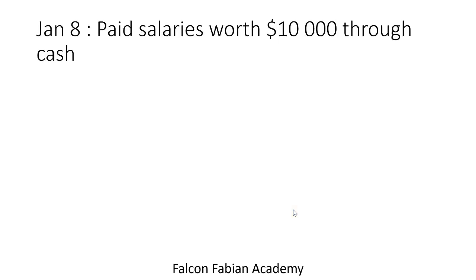Let's quickly do one more entry. So the date is January 8th. Paid salaries worth 10,000 through cash. So here the first account is salaries because what is being paid? It is salaries which is being paid. And how are we paying salaries? Salaries are being paid by cash. So the two accounts are salaries and cash.